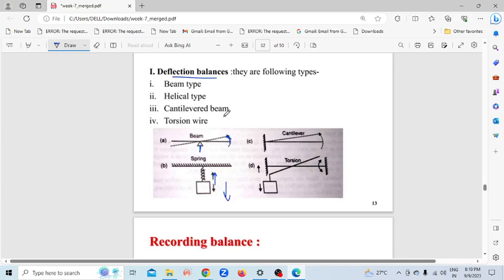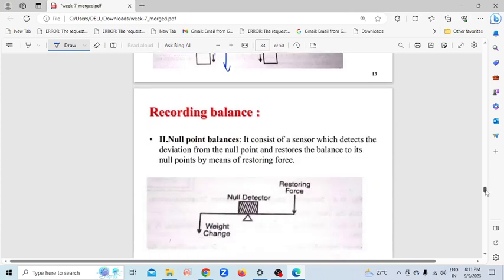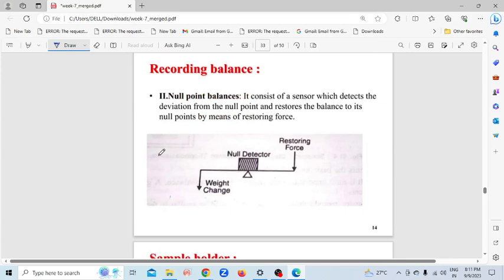Third is the cantilever beam. According to weight loss and weight gain, for weight loss it will go up, and for weight gain it will move down. Then the torsional wire, where the principle is the same, only a little bit different, as you can understand.